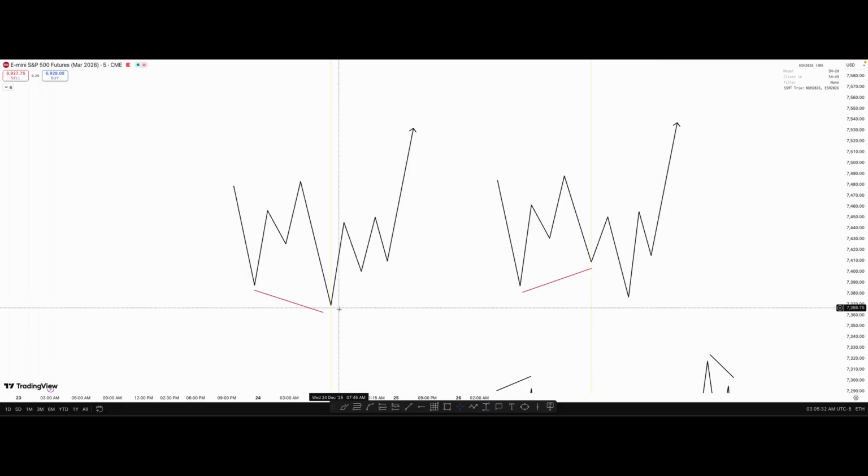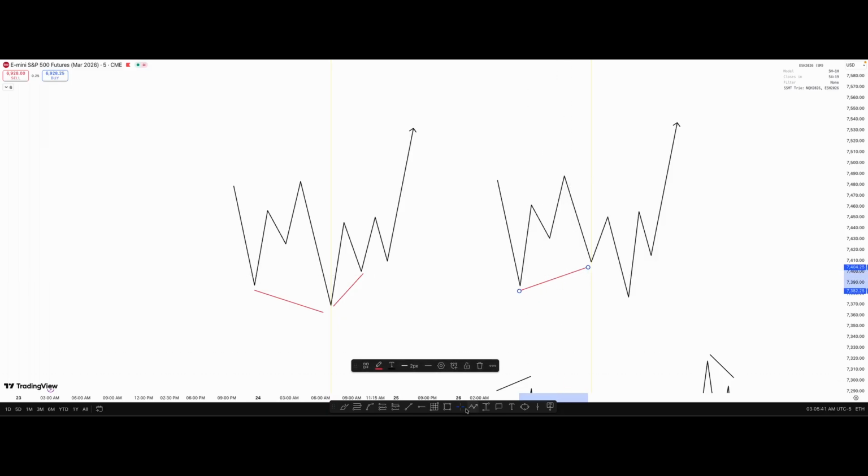And then the second stage is what? The second stage is this one. This low has not been taken out, but here this has been taken out. You see this? This is a two-stage correlation, right? With swings. This is pair 1, this is pair 2.